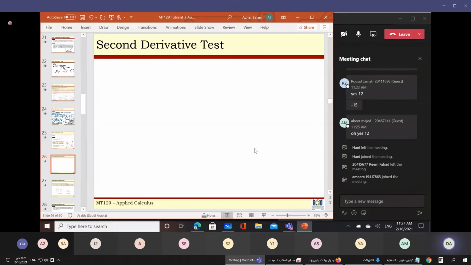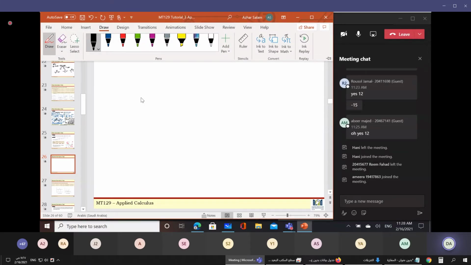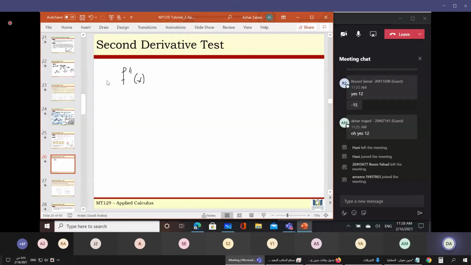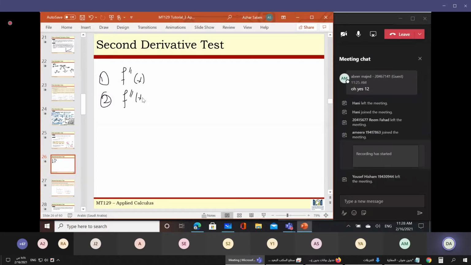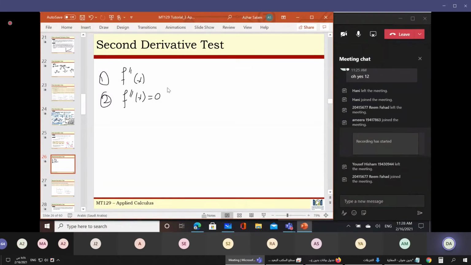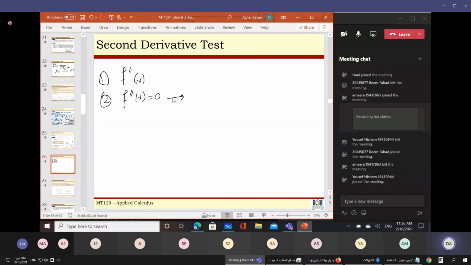Now for the second derivative test, it will be exactly the same, but we will investigate the concavity for the function. Of course, I will find the second derivative first. This is the first step. The second step is to find the zeros of the second derivative. If it's positive at this point, it will be concave up, and if it's negative, it will be concave down. Okay, this is about the concavity.